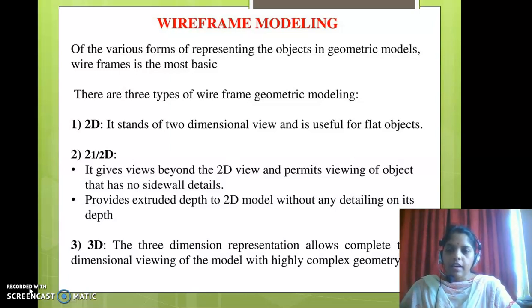2D modeling stands for two-dimensional view and is useful for flat objects. 2.5D gives a view beyond 2D and permits viewing of objects that have no sidewall detail. It provides extruded depth to the 3D model without any detailing on its depth. 3D: the 3D dimension representation allows a complete three-dimensional view of a model with highly complex geometry. In this case, in a 3D model, we can view all directions and the model is very clear.